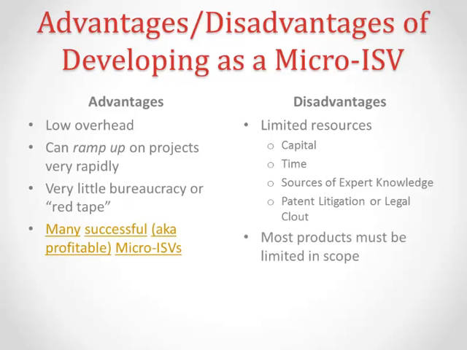Most products must be limited in scope. Okay, you're not going to create something huge like an enterprise resource planning system that takes hundreds of developers and millions of lines of code. It's just not going to happen. The quality is still going to be there. Remember, I said micro ISVs create useful software. They just may not create software with as much breadth.